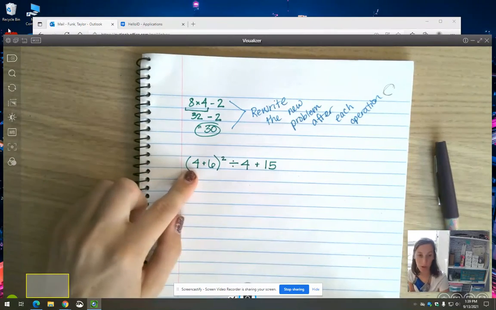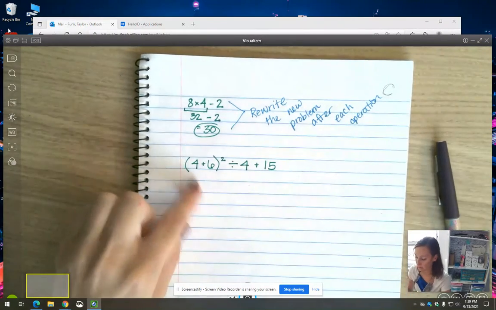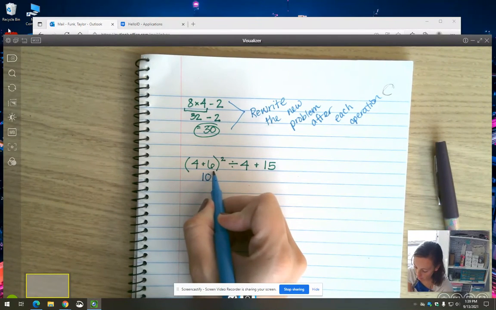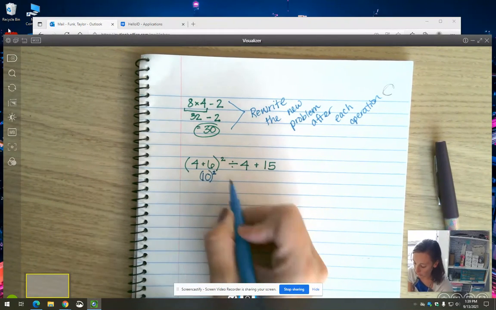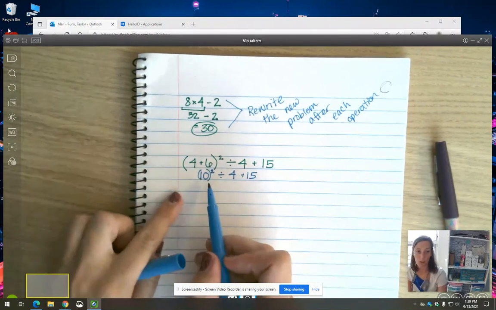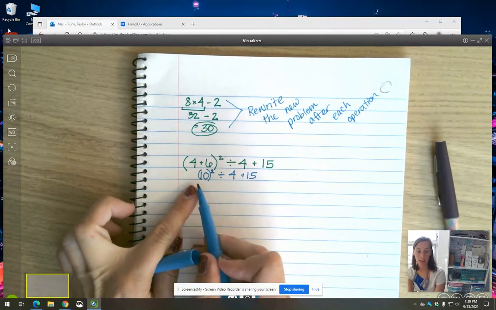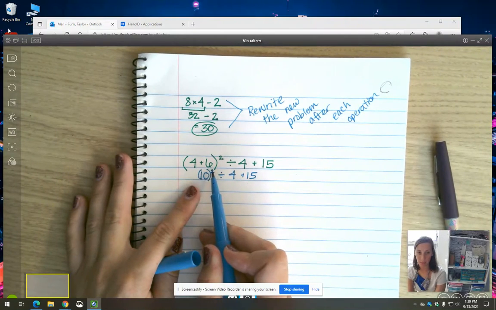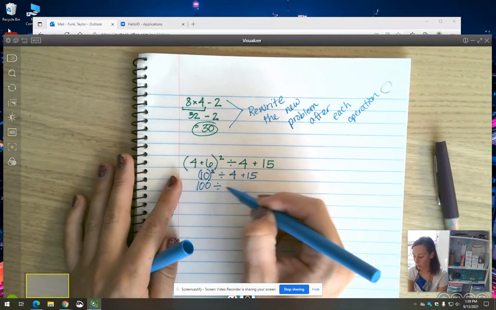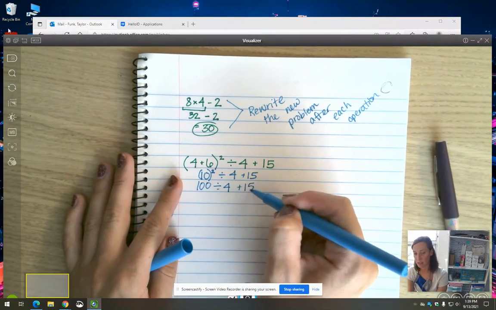This we have a lot. So we have some parentheses. We do what's in the parentheses first. The parentheses say 4 plus 6. 4 plus 6 is 10. Now 10 is going to be squared. We still have to divide by 4 plus 15. So now we did our parentheses. Now we're into exponents. 10 to the second power is 10 times 10. 10 times 10 is 100. 100 divided by 4 plus 15.